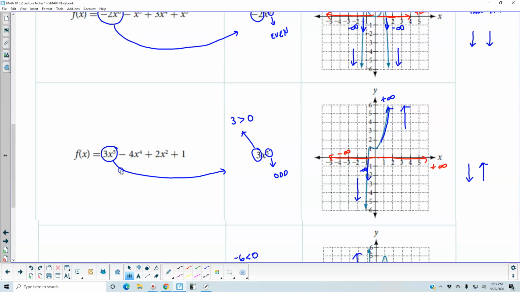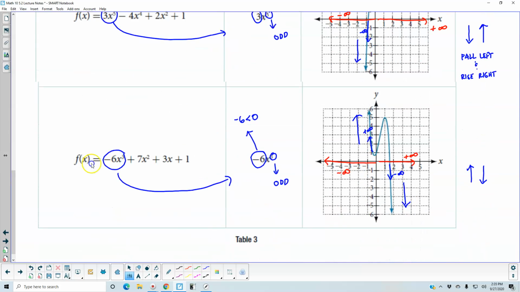If we go to this scenario, if we have a leading coefficient that is positive, but the degree is odd, that's going to mean that it's going to fall on the left and rise on the right. And if we take a look at the last scenario, if our leading coefficient is negative and we have an odd degree, then we're going to say that it rises on the left and it falls on the right.